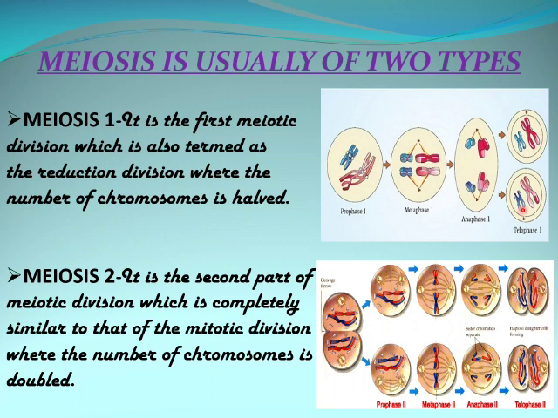That is followed by interphase, which may or may not be present. Immediately meiosis 2 begins. This is meiosis 2, the second part of the meiotic division, which is completely similar to mitotic division, which is called equational cell division.